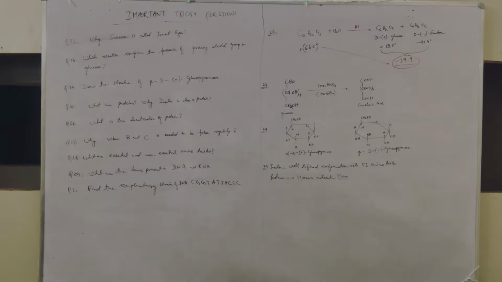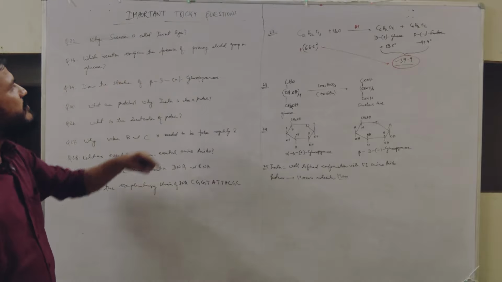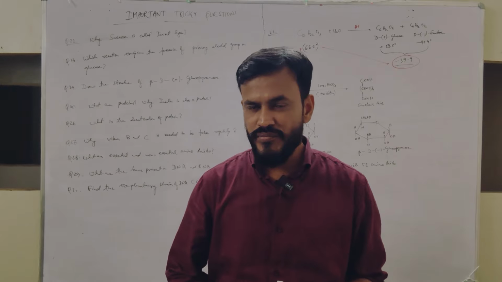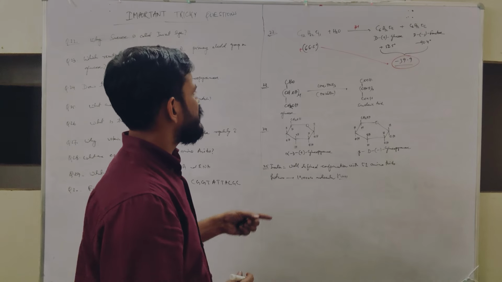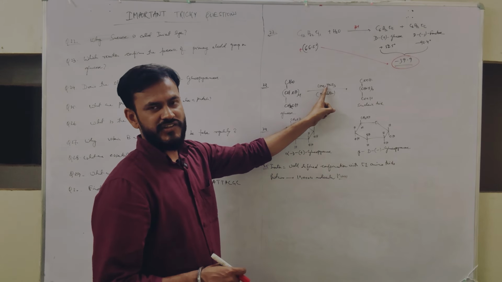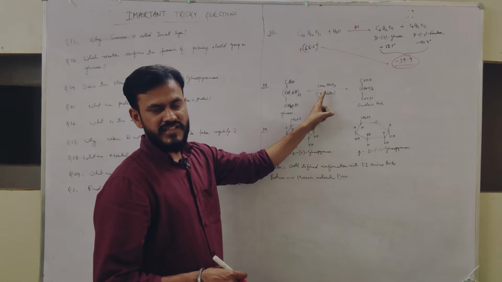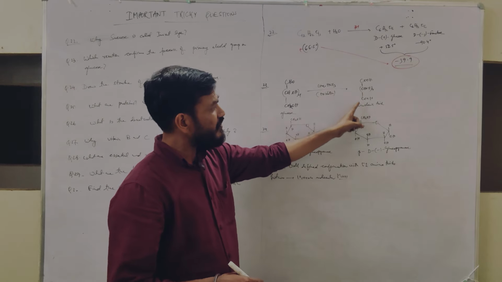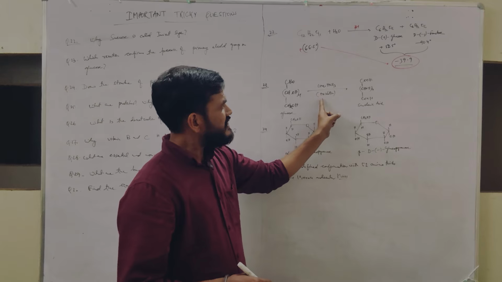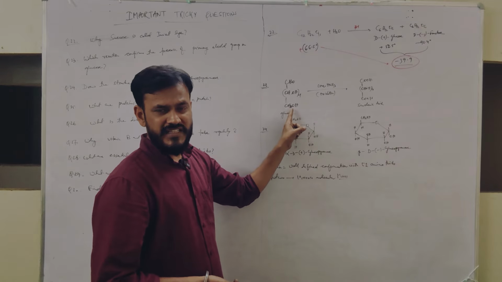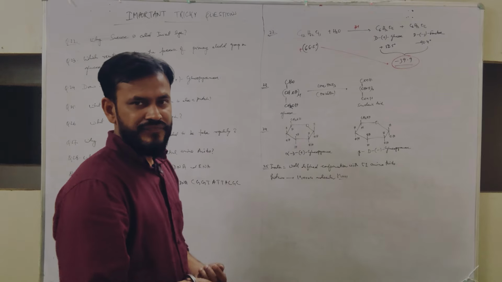Now, next question. Which reaction confirms the presence of a primary alcohol group on glucose? Glucose contains a primary alcohol group. Which reaction confirms it? It is the reaction with concentrated nitric acid. When glucose gets oxidized in concentrated nitric acid, we get saccharic acid. This reaction is typical of primary alcohol. So that explains the presence of primary alcohol in glucose.